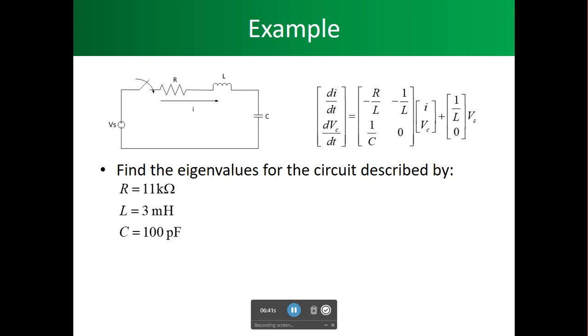So what we want you to do is take the equations like we've been using so far. I explained to you the theory, I walked you through the equation to come up with our A, and I would like for you to find the eigenvalues for the circuit described with these parameters.